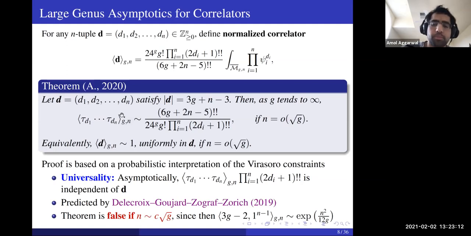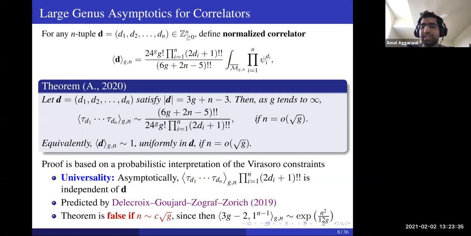But a few comments, but before I do that, I want to first make a few comments on the statement, and then I want to describe a number of applications. The first comment is that this is sort of a universality result in the sense that if I take this product of double factorials in the bottom and I multiply by both sides, then you quickly see that this correlator is actually independent of the choice of the D's.